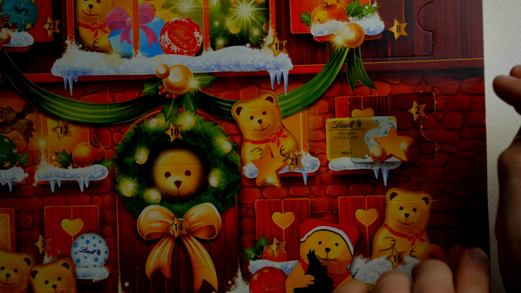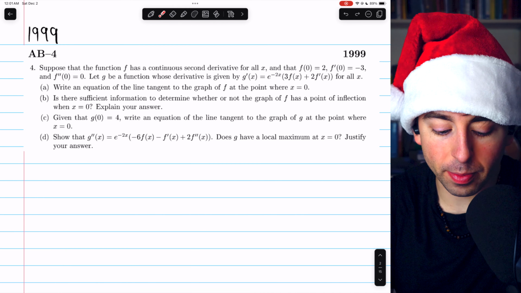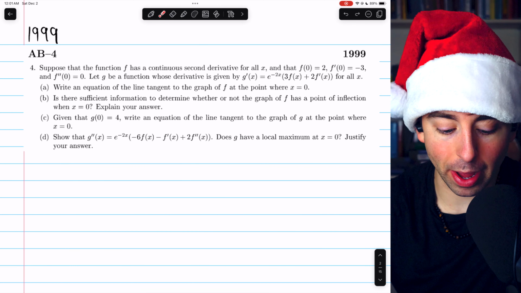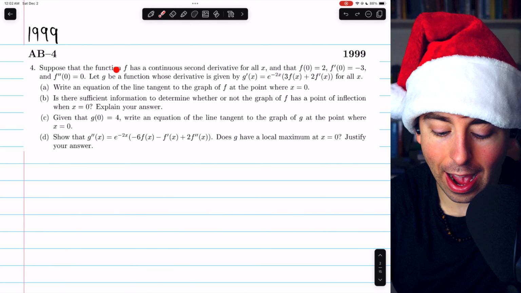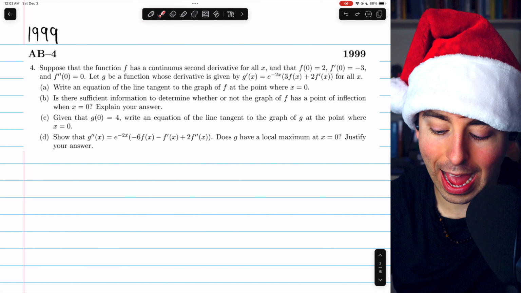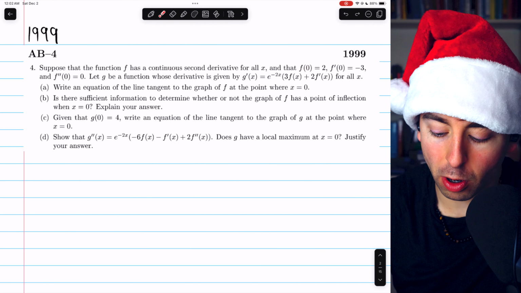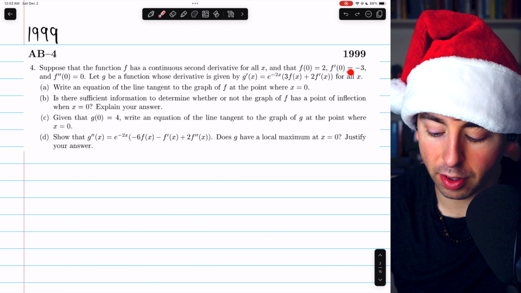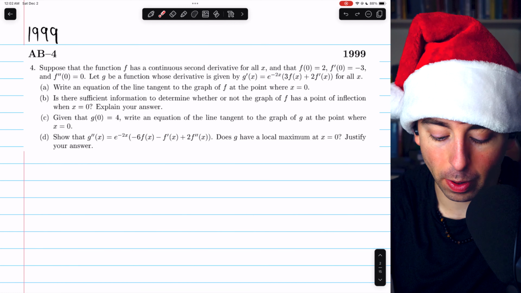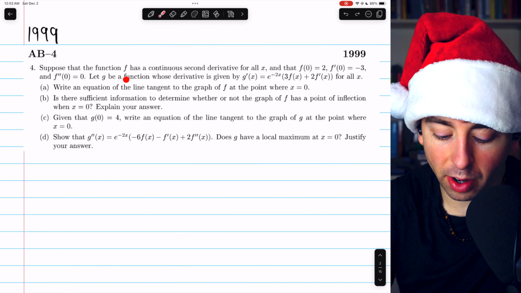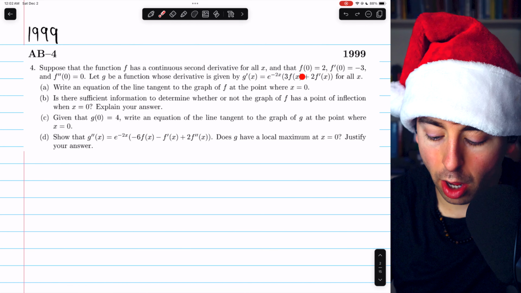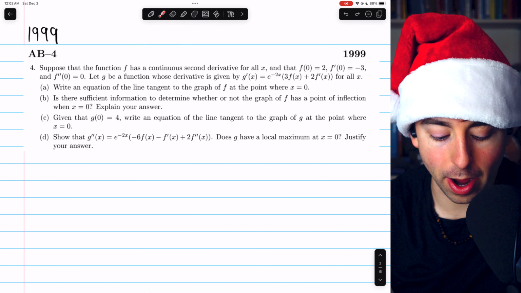Let's do some math then. This is problem 4 from the 1999 AB exam. Let's read through it. Suppose that the function f has a continuous second derivative for all x, and that f of 0 equals 2, f prime of 0 is negative 3, f double prime of 0 is 0. We'll let g be a function whose derivative is given by the following equation involving f and f prime.